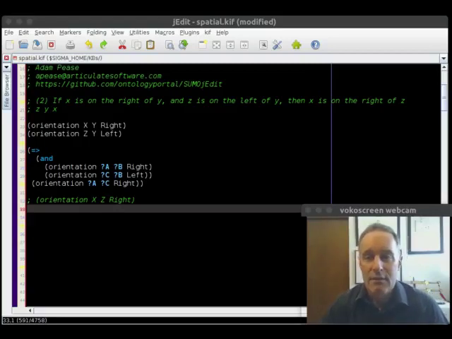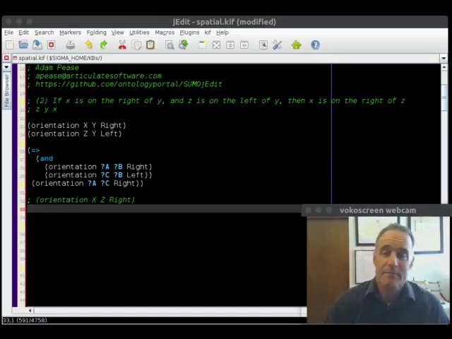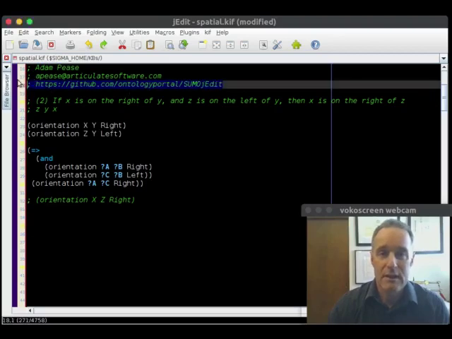So today I want to have a very brief introduction to one of the uses of the SUMOjEdit Ontology Editor, which is the use in inference. So this editor is integrated with all the SigmaKEE system. You can get all this code on GitHub at the address that I have loaded there above on the screen.